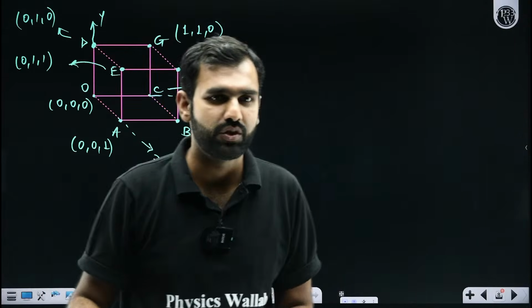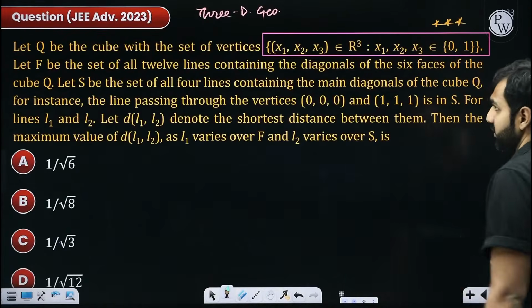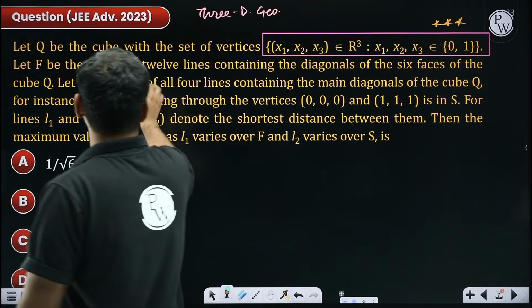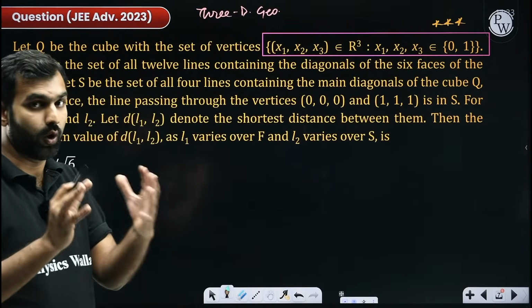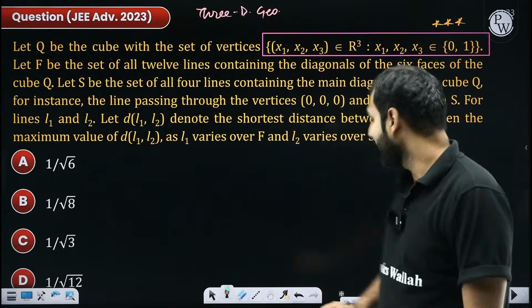That's a very good observation. First, we have to find the face diagonals. Great, perfect, King Suk. Now, F is the set of all 12 lines. Which 12 lines? Containing the diagonals of the 6 faces.